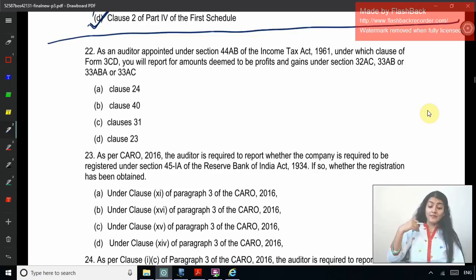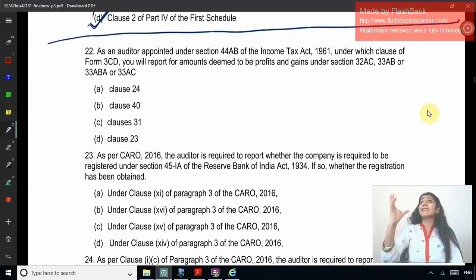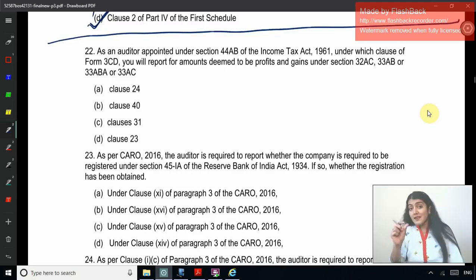Right. Next one, as an auditor appointed under section 44AB of the Income Tax Act 1961, under which clause of form 3CD? Now these are going to be a nightmare for you in the exam. For ethics, if they ask you the clause, or for CARO, if they ask you the clause, it's going to be like a cakewalk. But tax audit or the GSTR 9C also, if they ask you under which clause or under which serial number do you do the reporting, that's going to be more tricky. Tricky means if you study it, you'll know it. If you don't study, what will you know?